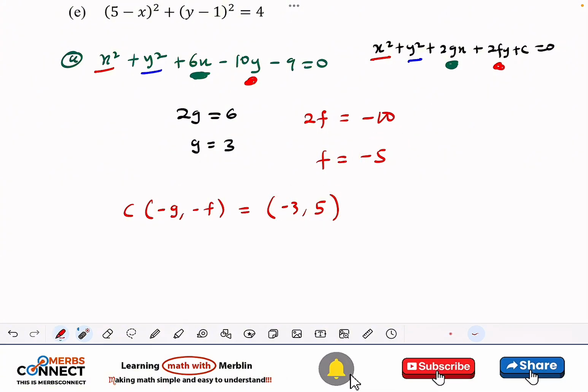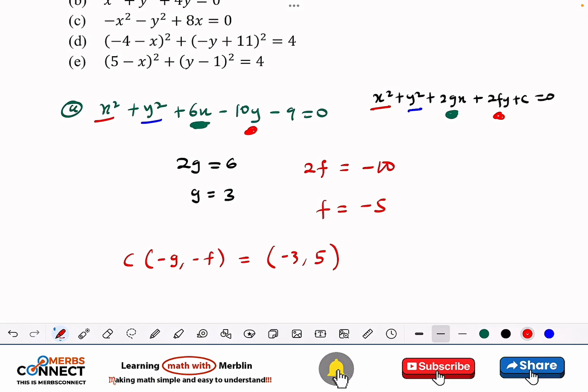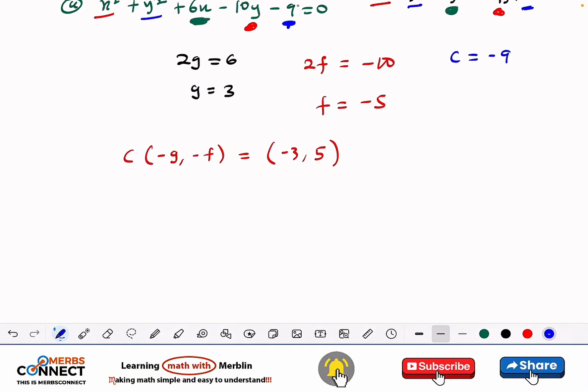I need to find my radius. So what will be c? C here will be the constant term, so c is equal to minus 9. What is the formula for finding the radius? You see what I was saying, we need formulas to work through these problems. So r is equal to the square root of g squared plus f squared minus c. You remember it, right? Good, it's good that you remembered it.